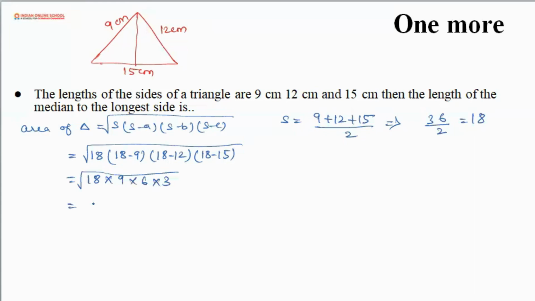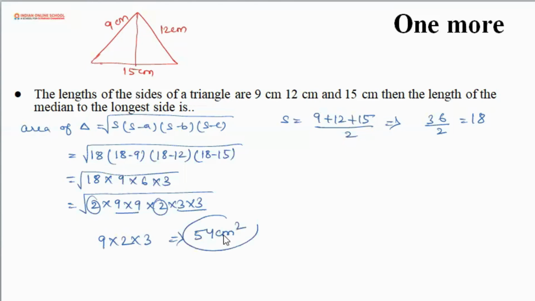18 we can write as 2 times 9. 9 will remain as 9 only. 6 we can write as 2 times 3, and this 3. Now we need to make the pairs: 9 and 9, one 9 will come out; 2 and 2, one 2 will come out; 3 and 3, one 3 will come out. When we solve it together, we will be getting 9 times 3 times 2, which is 54. We are getting the area as 54 centimeters square.